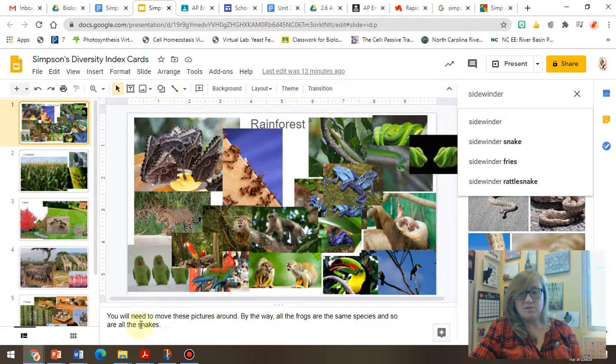What you might need to do, if you look, I have some little notes here for you. You might need to move these pictures around. There's not something completely hidden behind anything. I really tried not to do that. But you can make them bigger, you can whatever.